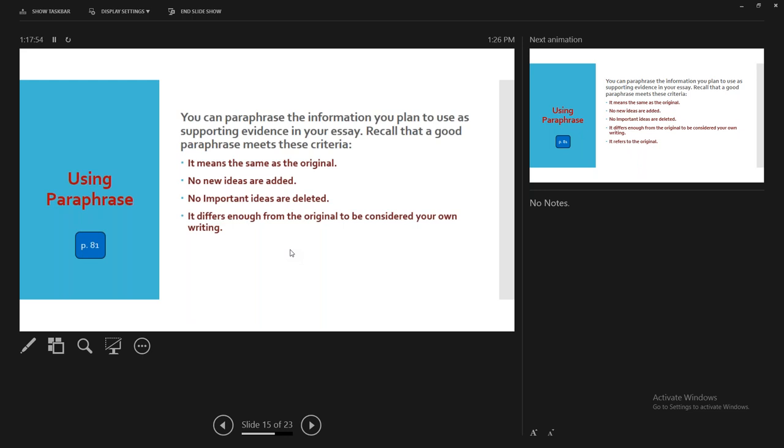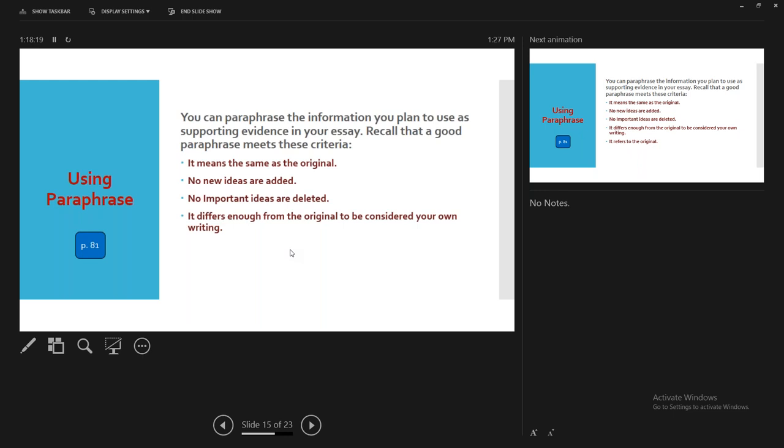It differs enough from the original to be considered your own writing. This is a very good one. Remember one of the topic sentences that we considered inappropriate because it was almost copy-paste of the thesis statement, yeah? So here it's the same thing. If you are paraphrasing, you try to change the structure.